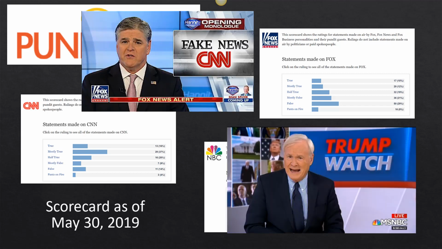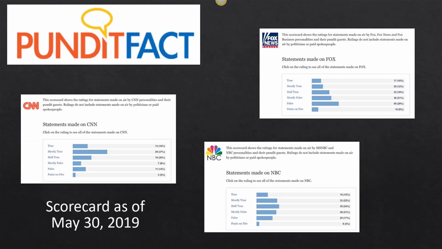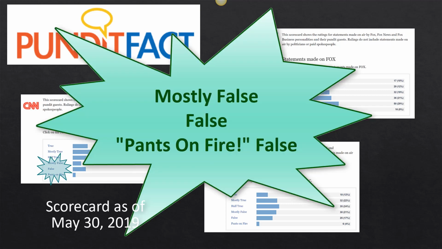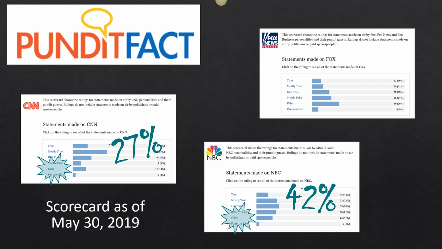We're talking about analysis and debate shows and bringing on expert guests and pundits to provide their analysis on the issues of the day. And what they were especially interested in looking at were statements made by these personalities and pundits that were mostly false, or pants on fire false. And here's what they found. On-air news personalities and their pundit guests on CNN said things that were false 27% of the time. On MSNBC, those personalities and pundits said things that were false 42% of the time. And on Fox News, personalities and pundits got it wrong 59% of the time.